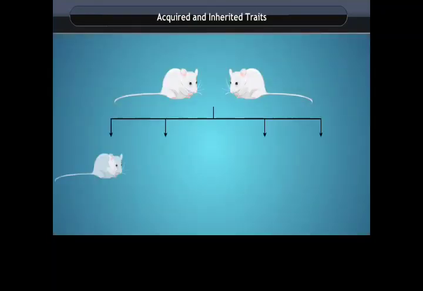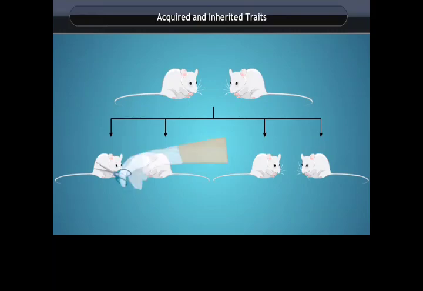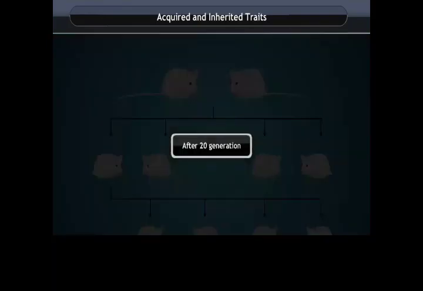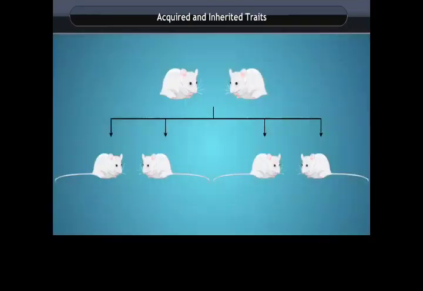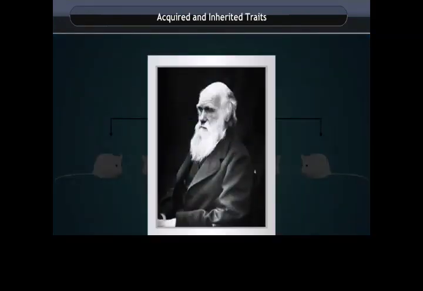For example, if we breed a group of mice, all their progeny will have tails as expected. Now, if the tails of these mice are cut in each generation for 20 generations, do these tailless mice have tailless progeny? The answer is no. And it makes sense because the removal of the tail cannot change the genes of the germ cells of the mice. Charles Darwin's theory of evolution.